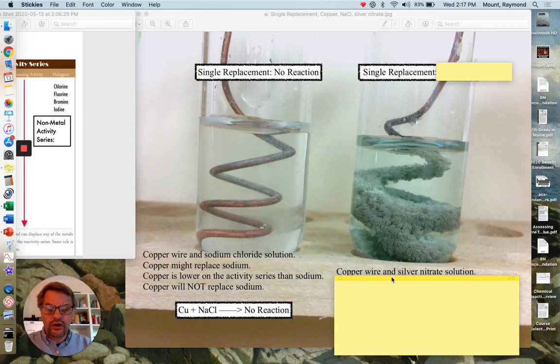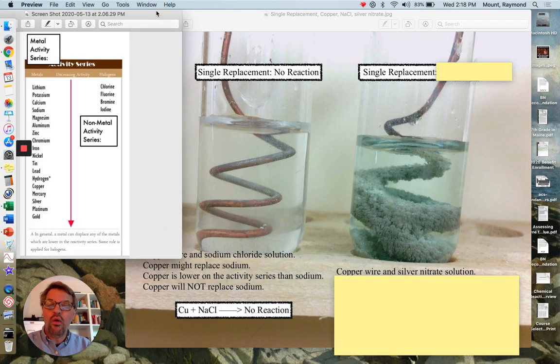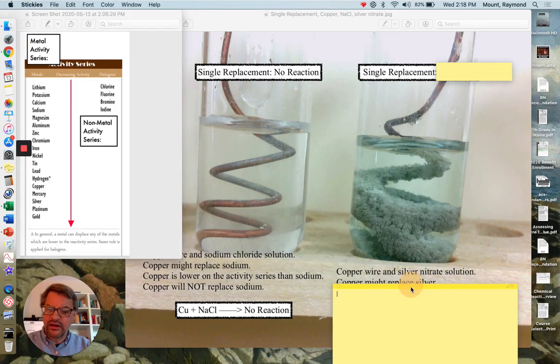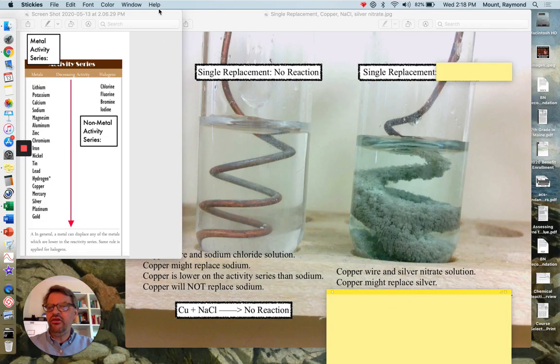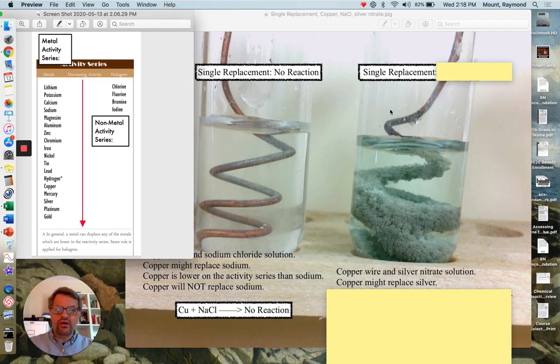We have copper wire and silver nitrate. Would this be a cation replacement or an anion replacement? Answer that now. Okay, it is a cation replacement again. Copper might replace silver. So now we need to look at the activity series. The element by itself, copper, is it higher or is it lower than silver, what it might replace? Looking at the activity series on the left, here is copper and here is silver.